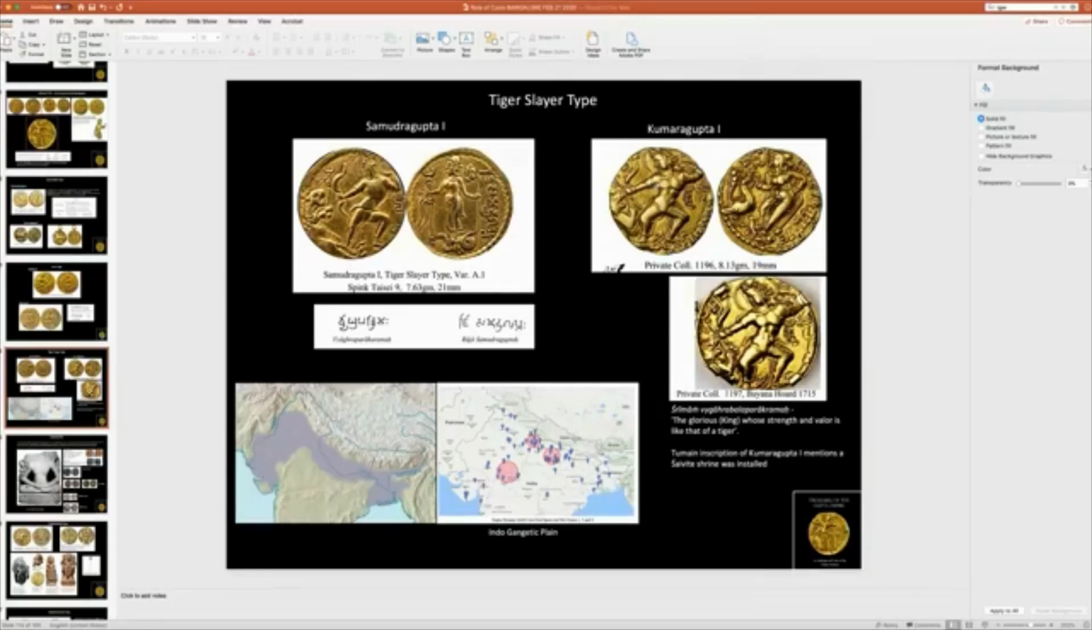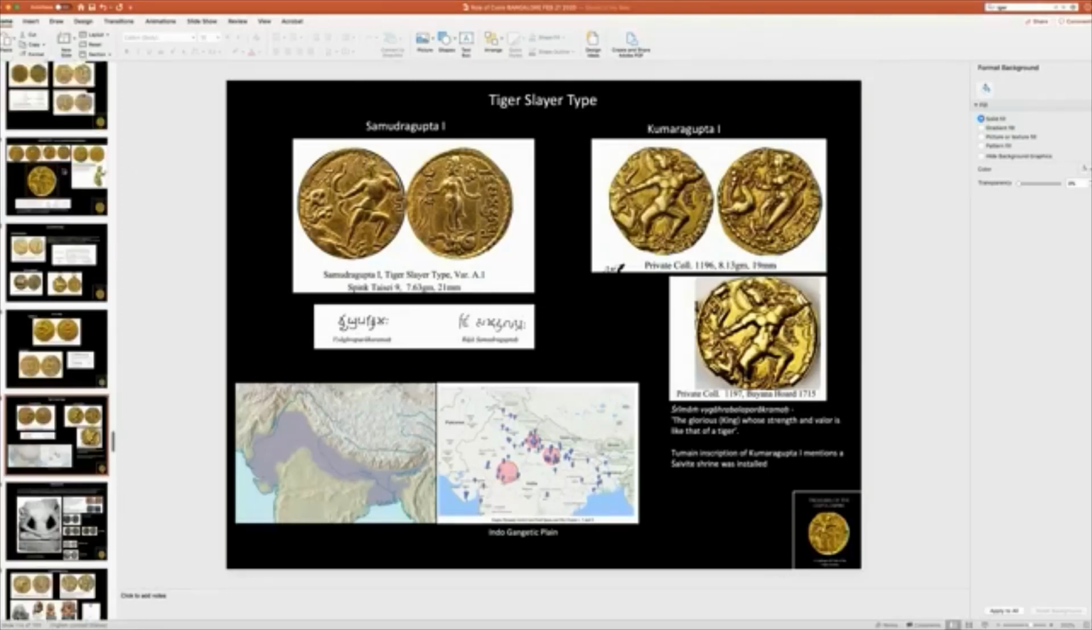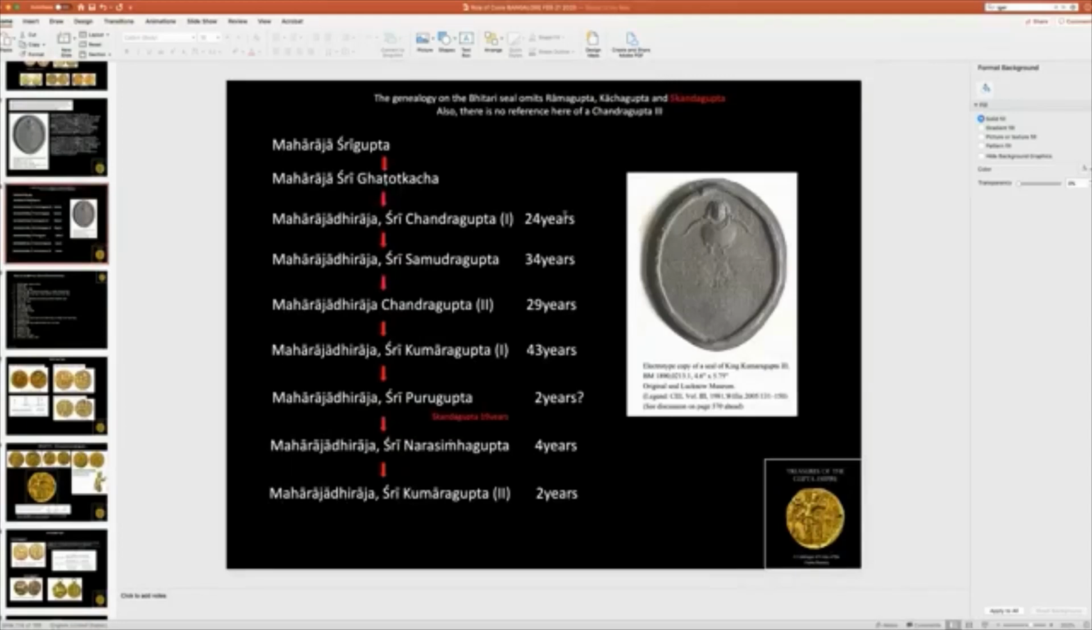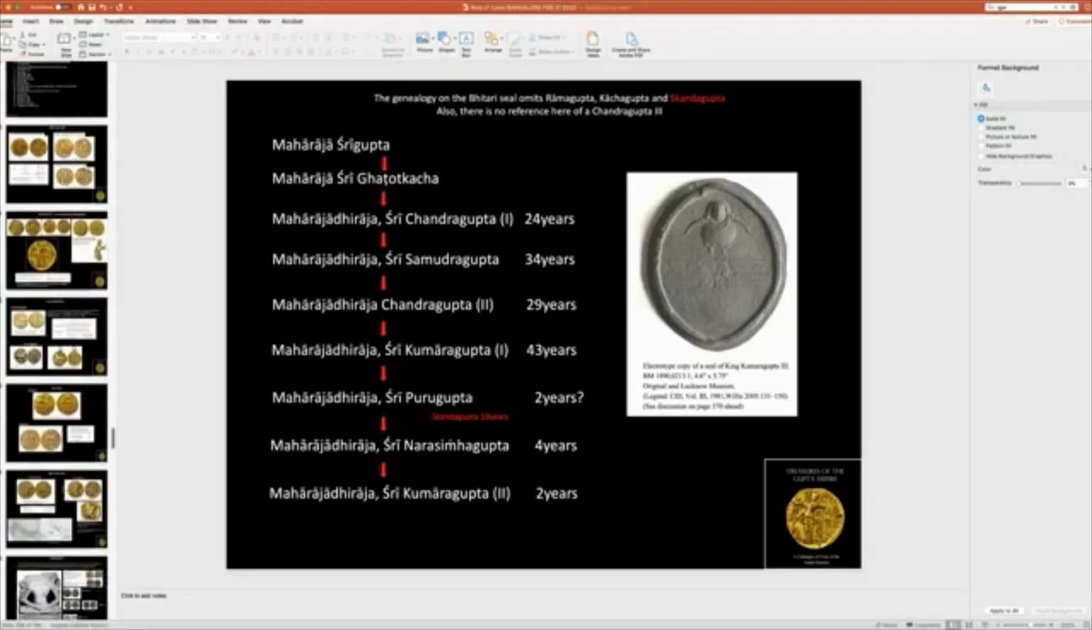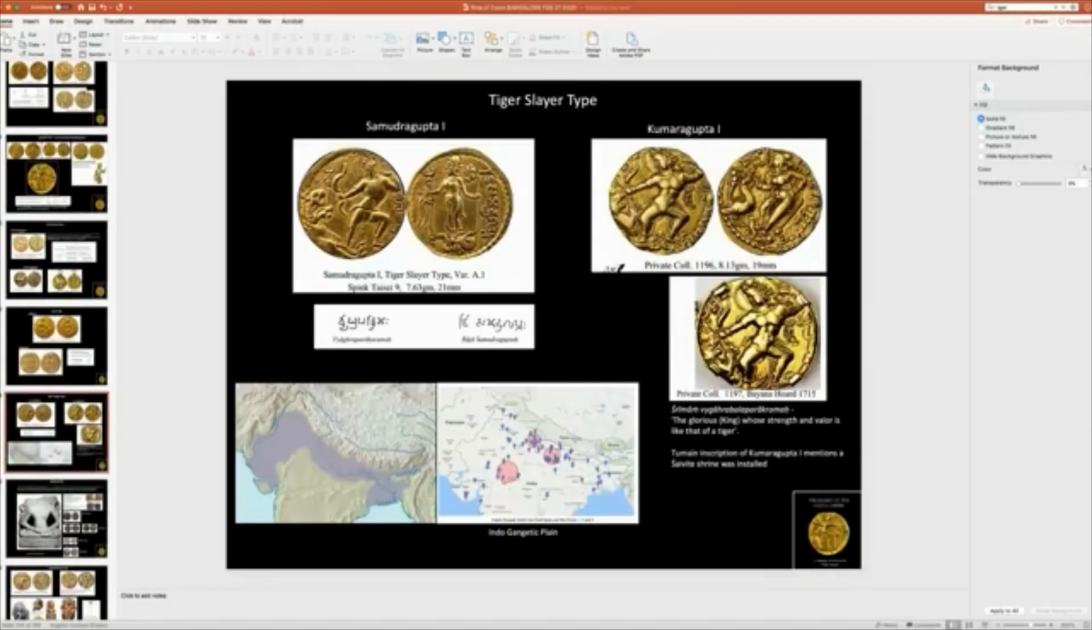Of course, this is a different time. I was showing you here that Chandragupta I had a reign of 24 years. Then came Samudragupta, then Chandragupta II, then Kumaragupta. So from early Samudragupta, if the tiger type was struck in his early time, to Kumaragupta, we are talking about 50 odd years at least that have passed, and the craftsman style has changed. The style is now a little different.